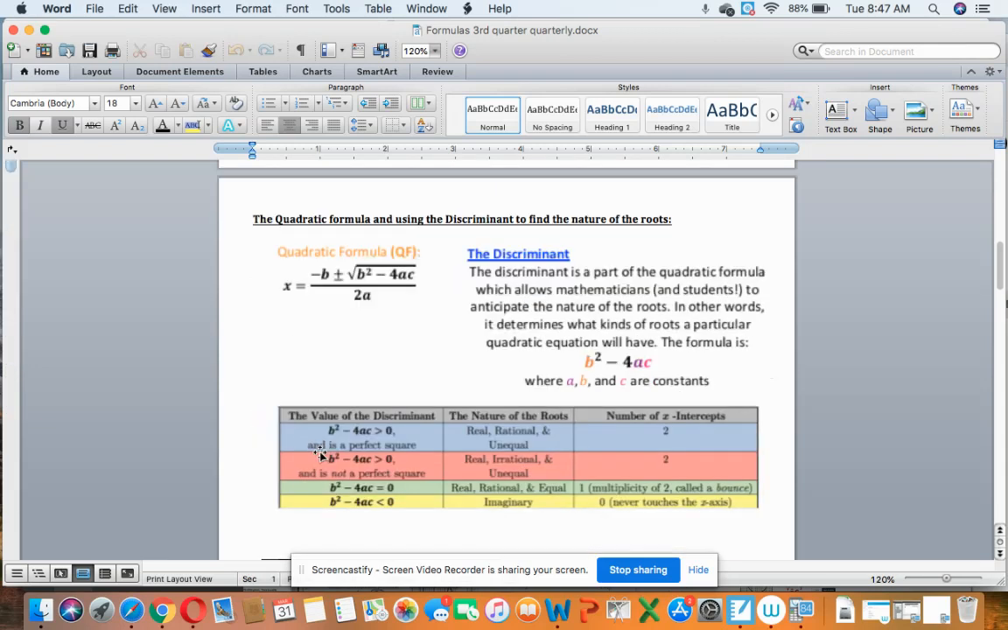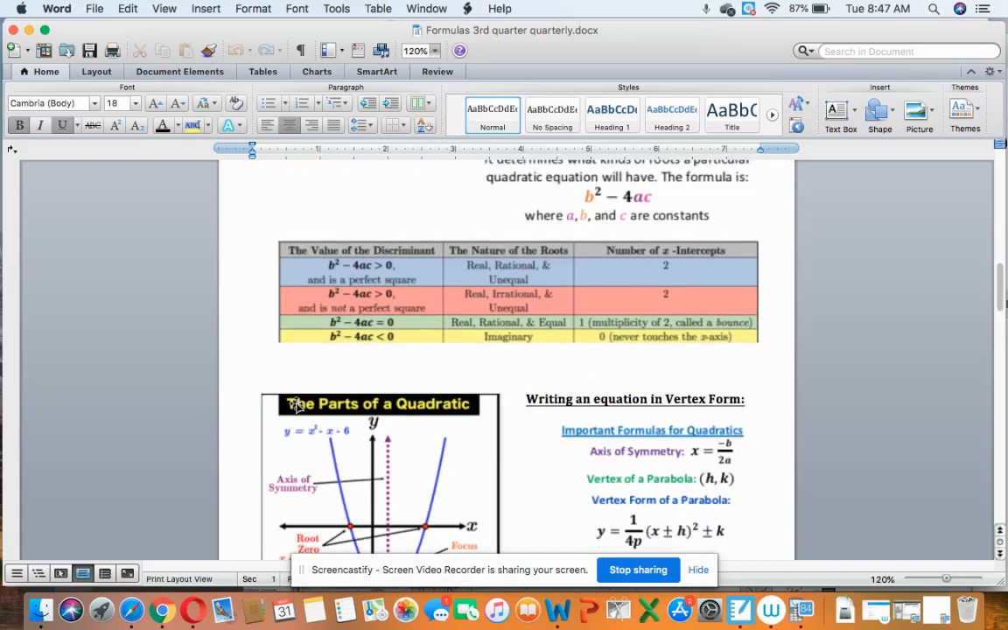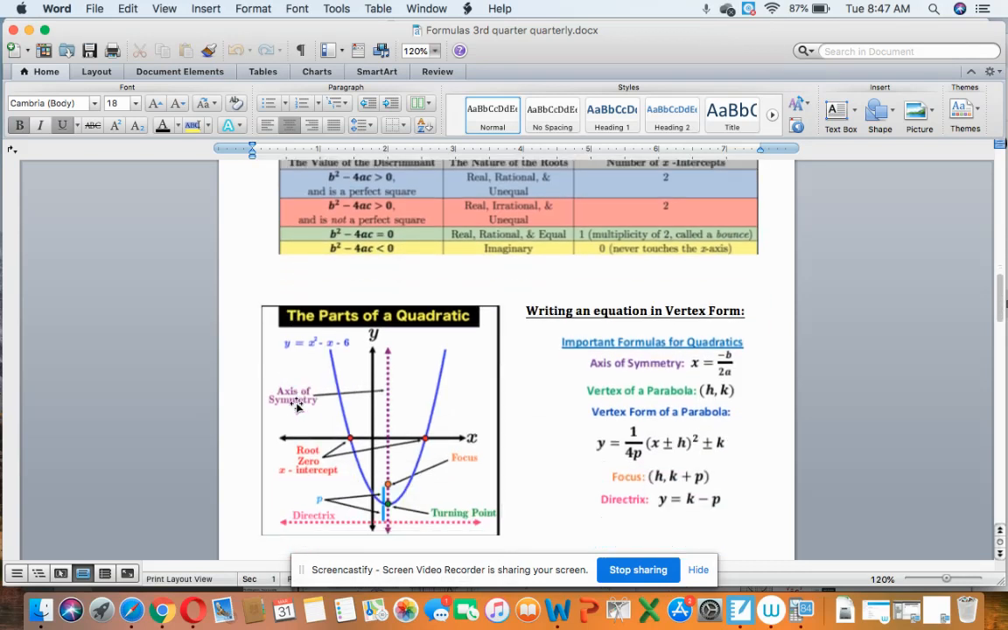Quadratic formula is listed here. That's on your reference sheet, so you never have to memorize that. The discriminant can tell us a little bit about the roots. So your discriminant is b squared minus 4ac. And then if your discriminant is greater than 0 and a perfect square, or less than 0, or equal to 0, it tells you about the roots. So we have that chart right there. Just different parts of the quadratic.